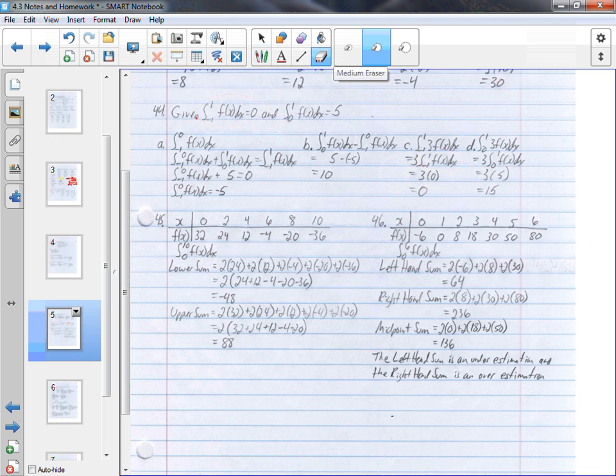And then part D, the integral from 0 to 1 of 3 times f of x dx. So go through the same process. Factor out the 3, put it in front. We know what that integral equals. So substitute the 5 in, you get 15.